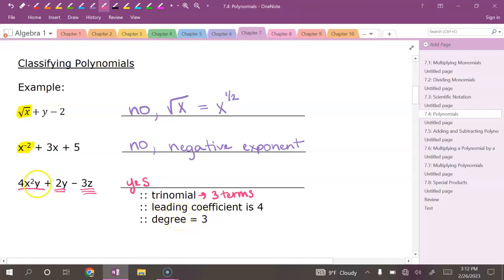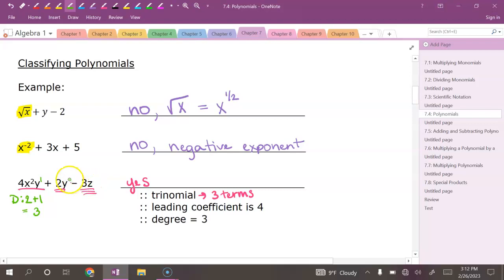The degree is when you look at your letters and their exponents. If you have multiple letters, you have to add their exponents together. I'm going to use D to represent degree here. For this first one, I have a 2 on the x. Remember that y technically has a 1. So I'm going to add 2 plus 1, and my degree is going to be 3 for that first term.